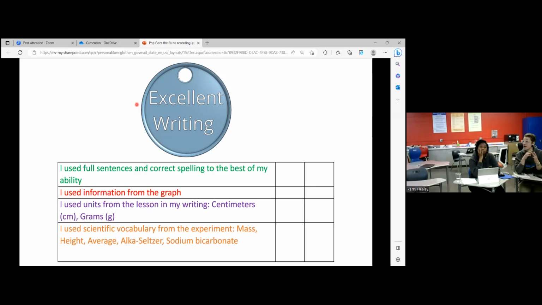Use information from that bar graph we created as a whole. I want to see that they're using words like centimeters and grams. And they're using the vocabulary that we used in the experiment, such as mass, height, average, Alka-Seltzer, sodium bicarbonate. Now they don't need to use all of the words, but I would like to see that they're using some of them. And this sentence is how I'm going to see if students understood what we were doing or not.